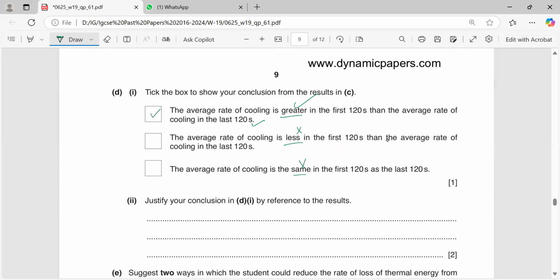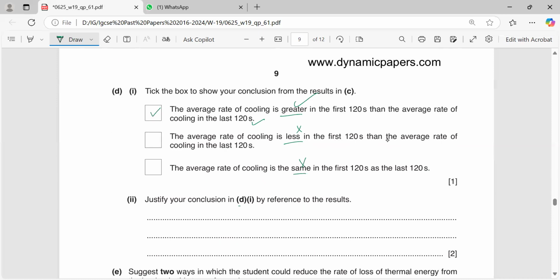Now justify your conclusion in D1 by reference to the results. So my dear friend, for reference to the results, you have to give the numerical value.